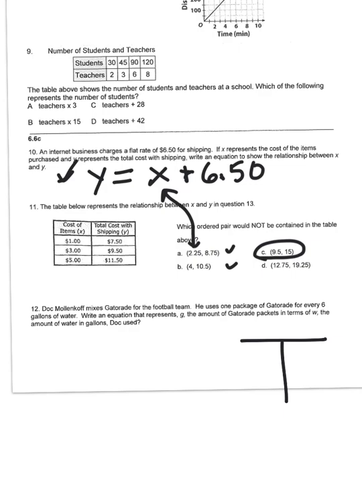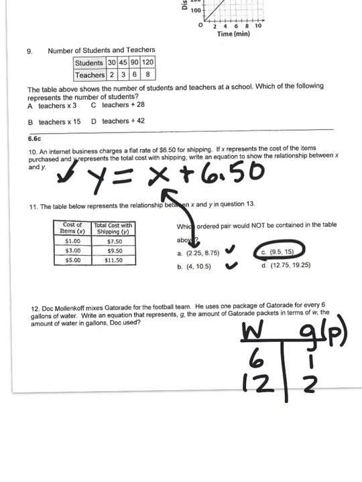So this is about mixing Gatorade, and it says we use one package for every 6 gallons of water. So it says write an equation that represents G, the amount of Gatorade packets, in terms of W. So I'm going to put G, which is the Gatorade, and I'm going to put GP to keep this straight, Gatorade packets, and W for water, and the water is in gallons. So it says I use one package for 6 gallons of water, so that means 2 packages, I would be mixing up 12 gallons of water.